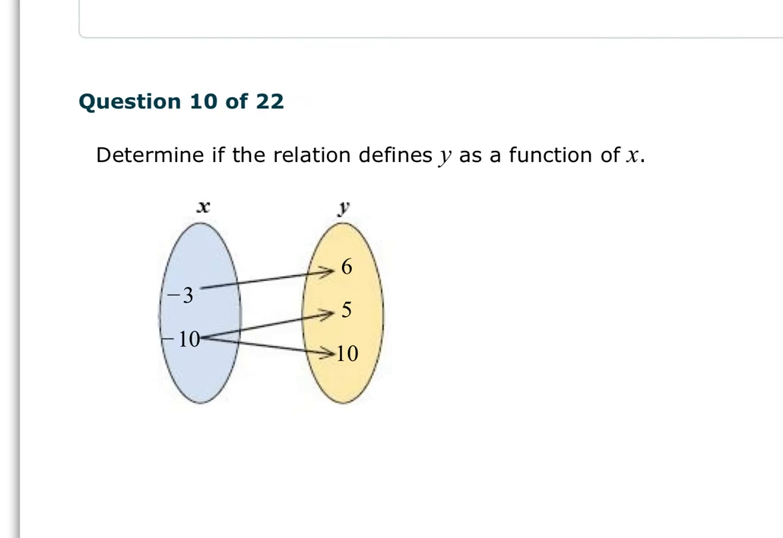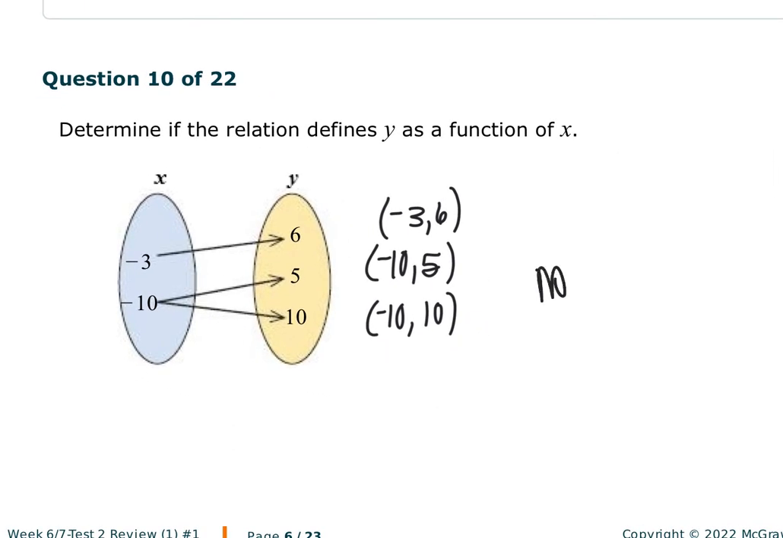Now, on question number 10, does this relation define a function? Well, just know that in a relation, its set of coordinates, the x values cannot repeat. So really, you don't see this as a set of coordinates, but it is -3, 6, -10, 5, and -10, 10. So we do have x values that repeat. That x value of -10 has two different y values, and that is not a function when your x values repeat and have different y values like that.